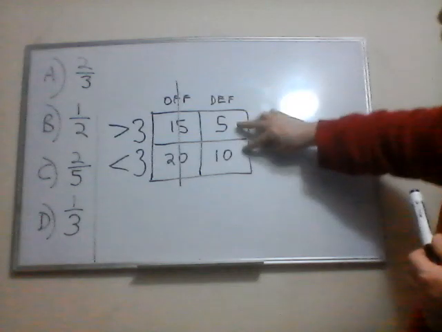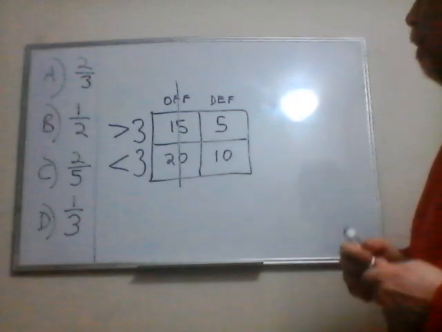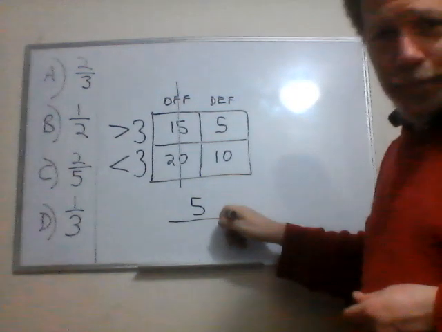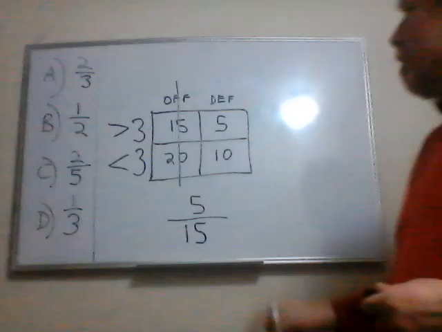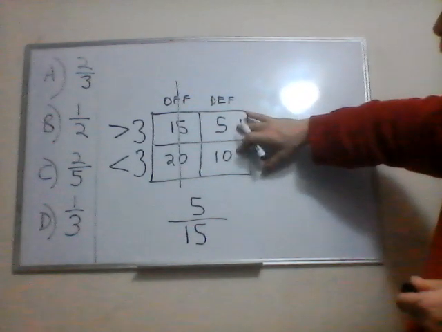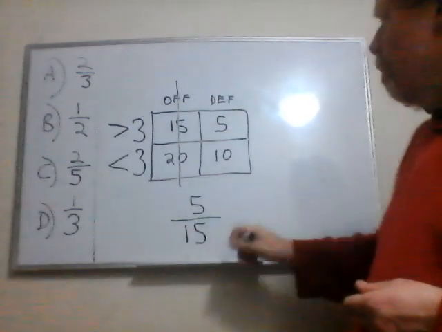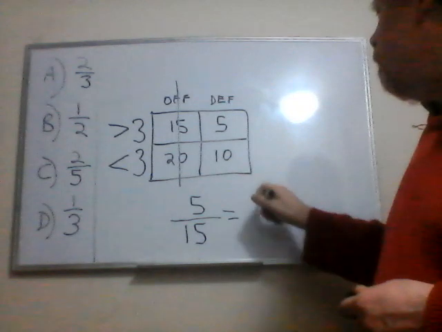So this is the total number of defensive players, and this is the probability group. Okay, so that's 5 out of 5 plus 10, which I think you can do in your head, is going to be 15. That means all of them, 15 of them together on the bottom, and 5 on the top is your probability. That is reducible too. Yeah, should be 1 over 3.